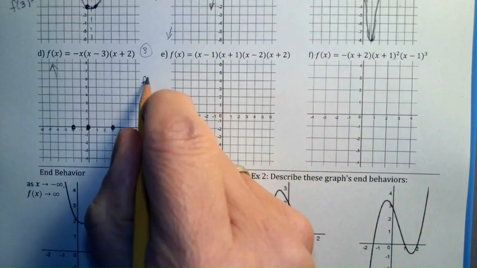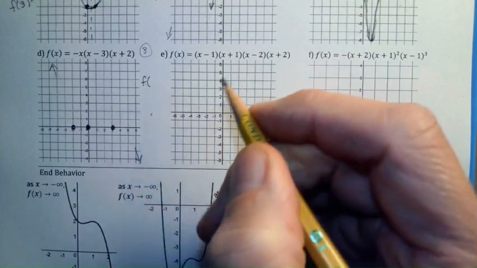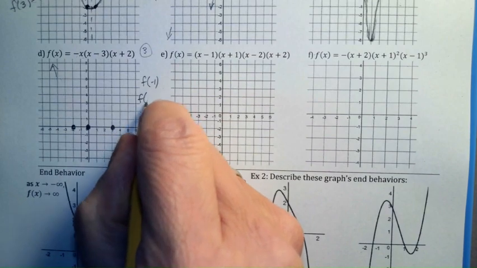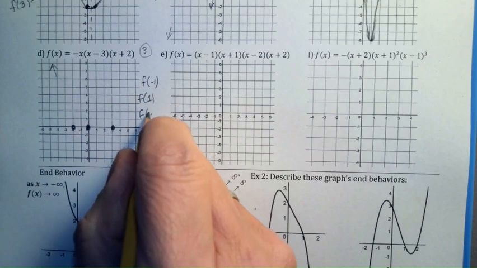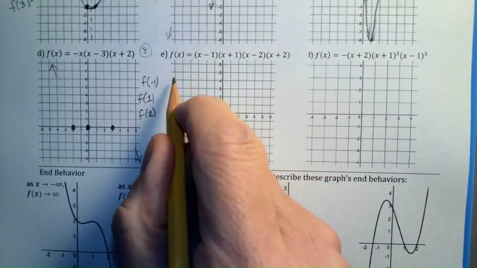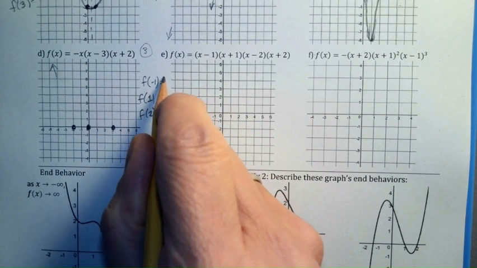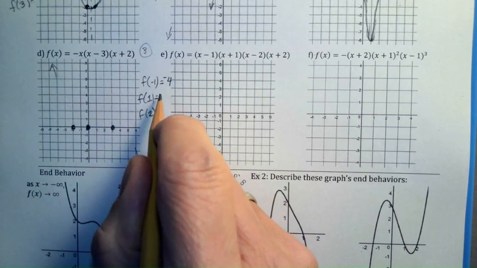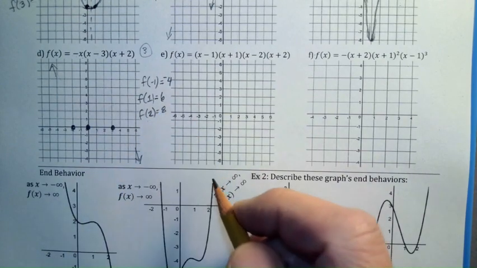So we might try the points in between these to help us get a good picture of what this looks like. So we might try f of negative 1. We might try f of 1. So get negative 1, 1, and 2. All right, f of negative 1 looks like it is negative 4. And f of 1 looks like it's 6. F of 2 looks like it's 8.